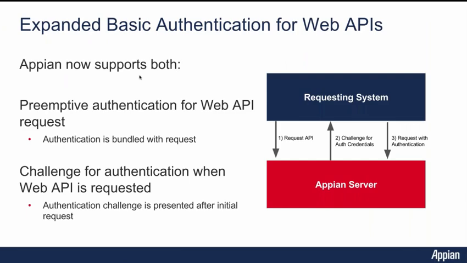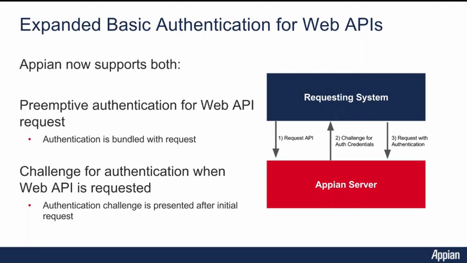So also with web APIs, we've added to the availability of authentication structures for basic authentication. Before, Appian only provided preemptive authentication for web APIs. Now, preemptive authentication means that the authentication was bundled with the request. So when I want to, say, download that document via web API, in that request, I also need to pass the credentials to actually download that document.